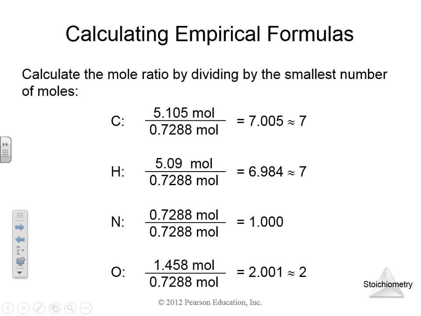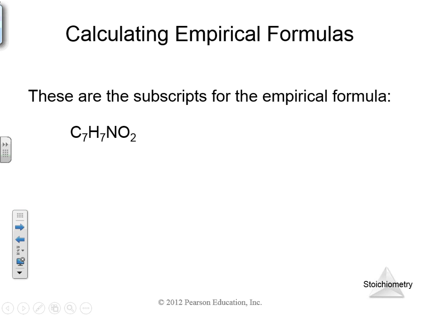Remember, in this process, if you had 1.5, you would have to go ahead and multiply each one of these by 2, if you can remember that from last year as well. But with everything said and done, we have 7 carbon, 7 hydrogen, 1 nitrogen, and 2 oxygens, and our formula is going to look like this. That is our empirical formula. That is not our molecular formula.